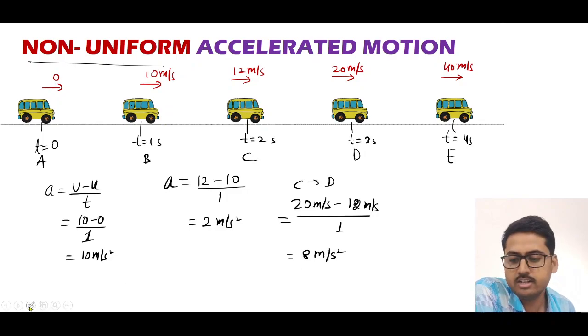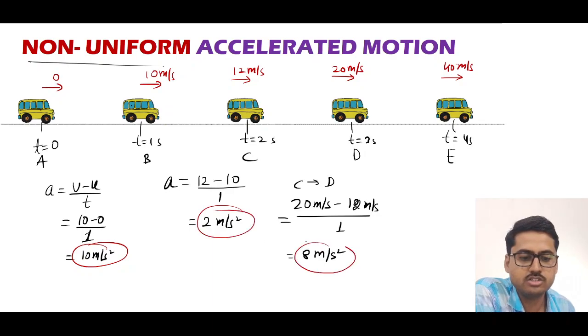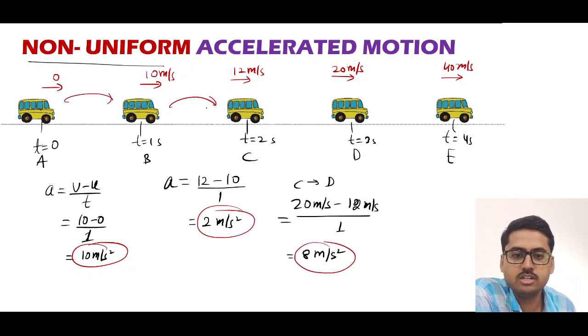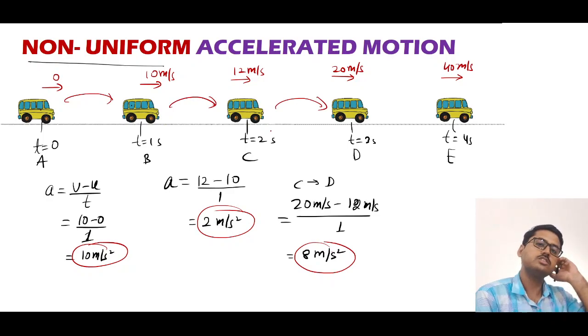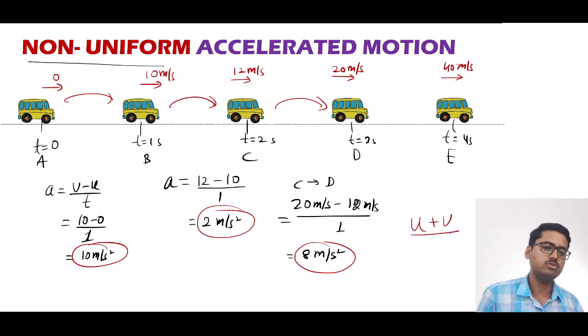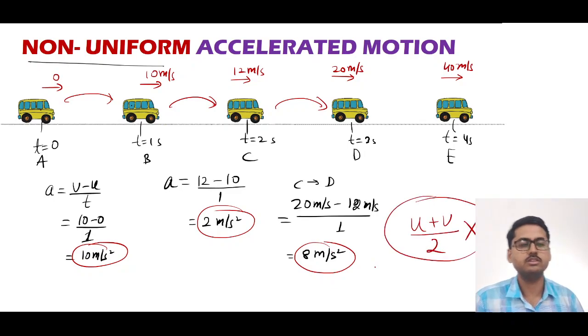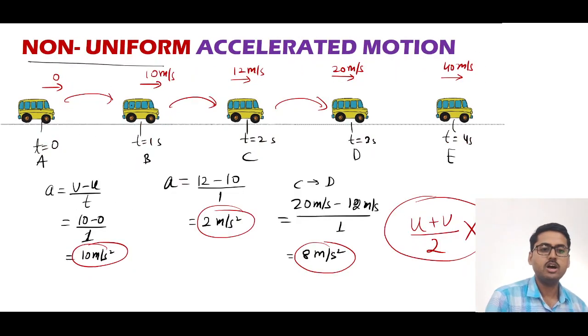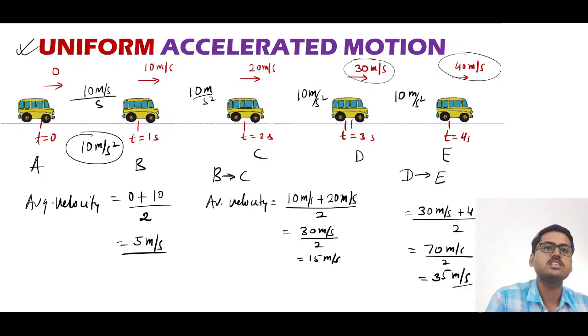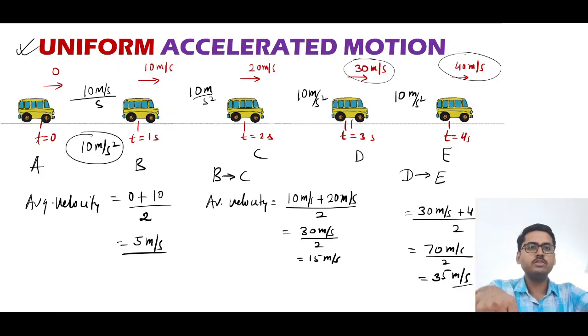So you find here that the acceleration is not constant, the acceleration is changing. Here it is different, here it is different, here it is different. So in such a situation, we cannot use the formula (u plus v) by 2 to find the average velocity. This formula is not applicable here. So we are going to learn all the derivations for uniformly accelerated motion, where you are giving the acceleration to the vehicle in a constant manner. It's not happening like this.